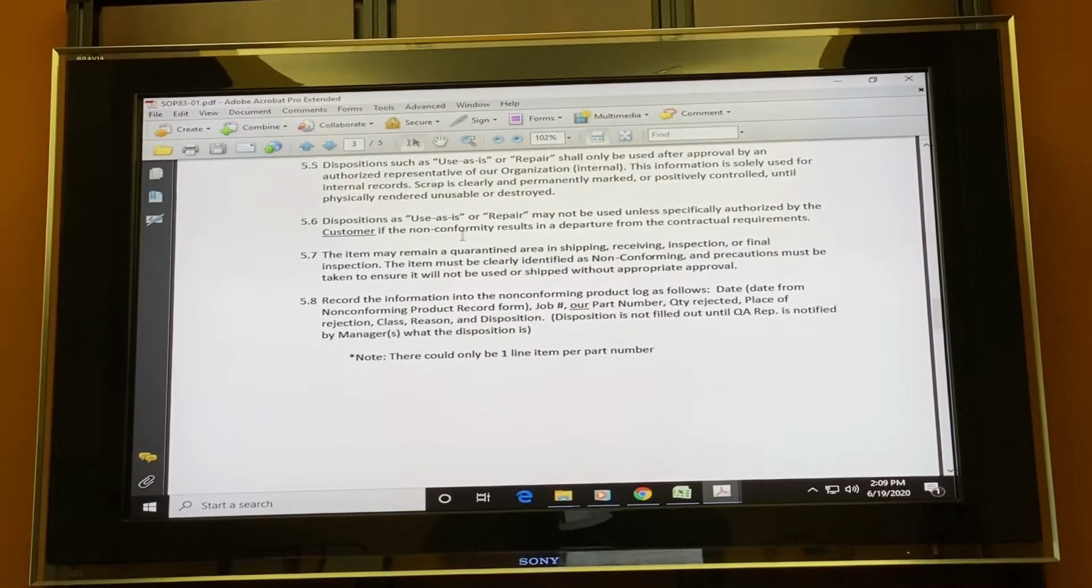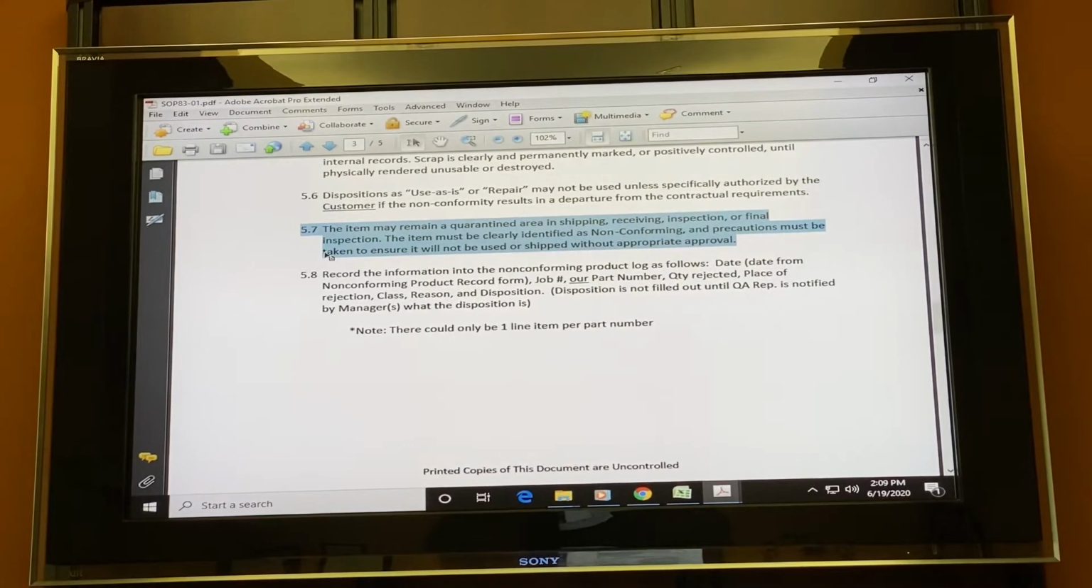Dispositions as use as is or repair may not be used unless specifically authorized by the customer if the nonconformity results in a departure from the contractual requirements. So if it's a customer return, they have to approve it pretty much so we could return it back to them.